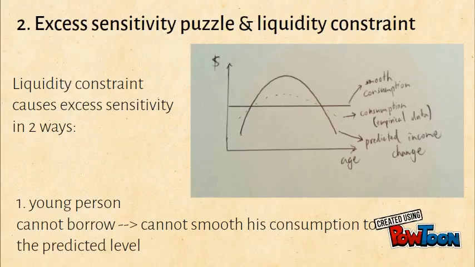Take a young person as an example. He's supposed to borrow money when he is young to smooth out his consumption along his life. But liquidity constraint prevented him from borrowing. Therefore, he consumed less than predicted and appeared to be sensitive to predicted income change.